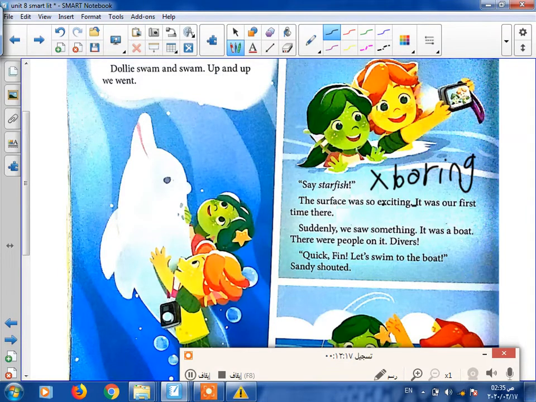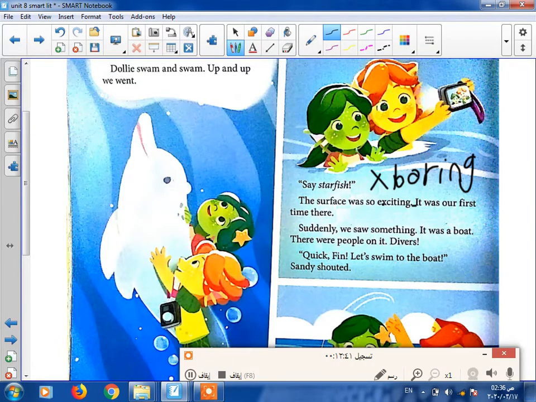It was our first time there. Junior 3, what is the meaning of this? Yes, the dolphin and the sea creatures, they are in the deep of the water and they don't go to the surface. Like them, they lived in the deep of the water and this is the first time they are going to the surface. And it was something good.